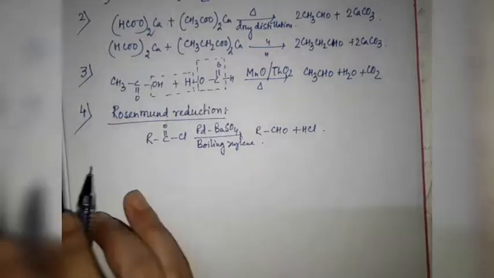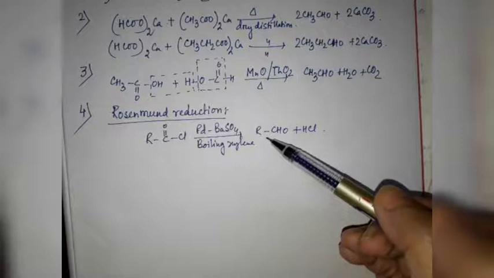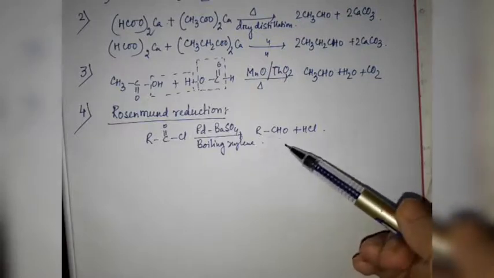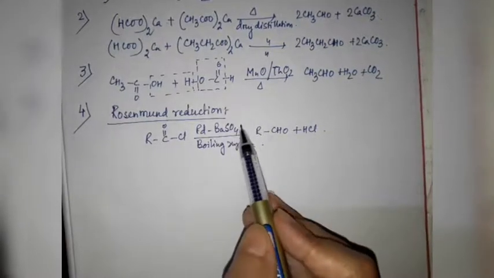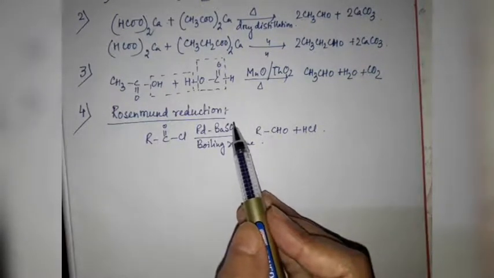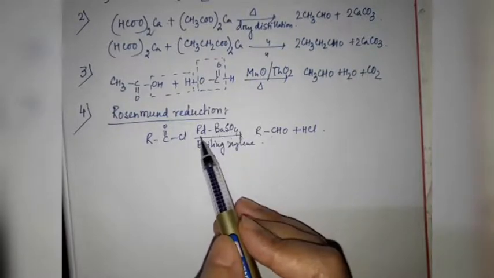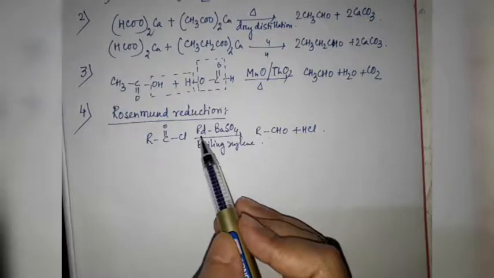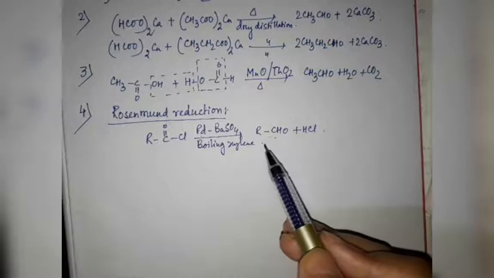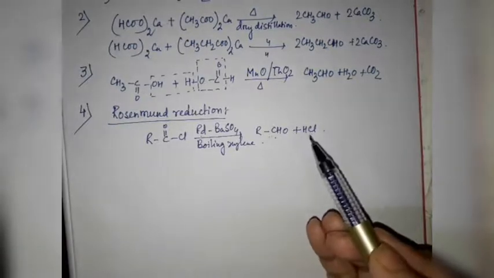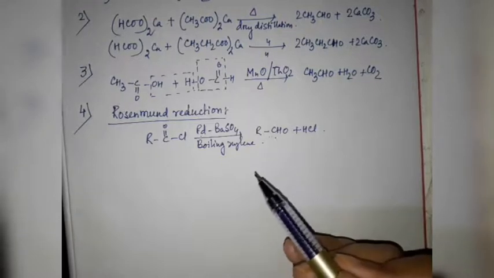Okay, so why is this partial reduction? Because this aldehyde can be further reduced to alcohols, right? So barium sulfate here actually acts as a catalytic poison, and this reduces the activity of the palladium catalyst and stops this reaction at this stage. We can use sulfur or quinoline as poison catalyst also to reduce the catalytic efficiency of palladium.